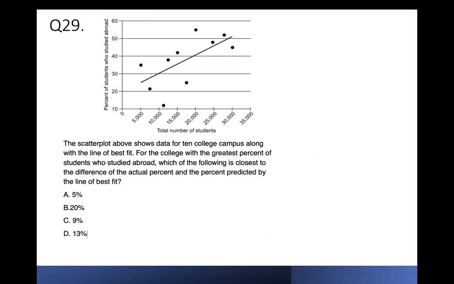The scatter plot above shows the data of 10 college campuses along with the line of best fit. For the college with the greatest percentage of students who studied abroad, which of the following is closest to the difference of the actual percentage and the percentage predicted? If you see this question, it's actual versus predicted, they're looking for the residual, right? The residual is the actual, what we got during the experiment, versus what was predicted by the graph. There's a difference.